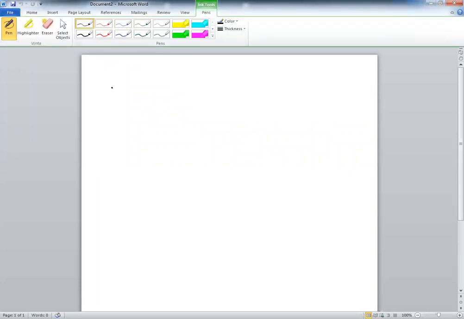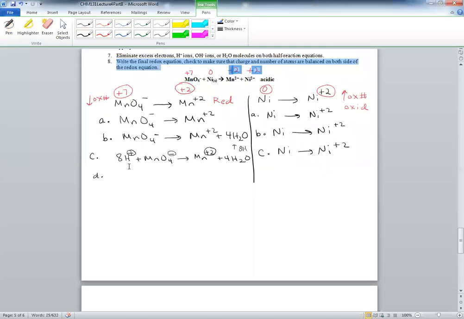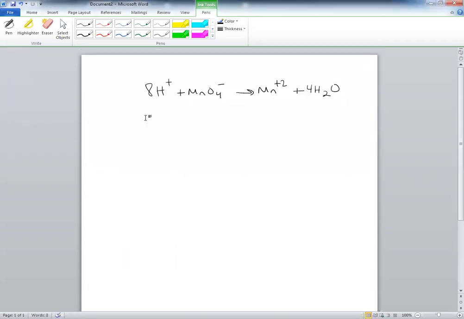So it says 8 H plus MnO4 minus equals manganese 2 plus, 4H2O. This was what we had before. Here it is. 8H plus. And we'll get back to this a little bit later, but for now, let's work on one at a time. What do I mean by the charge? I mean, what is the total charge on each side?